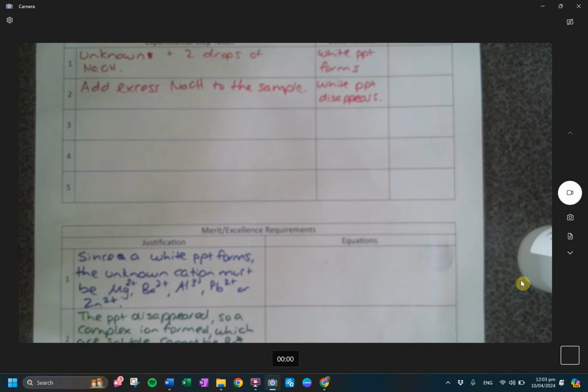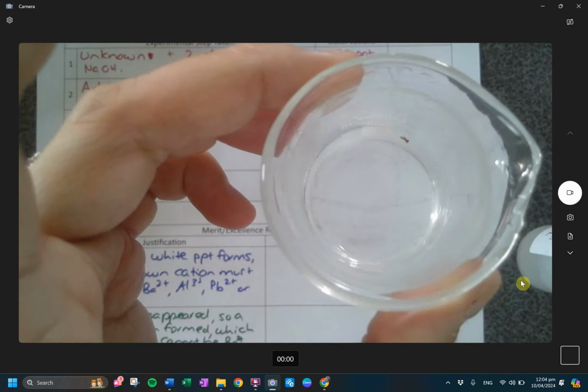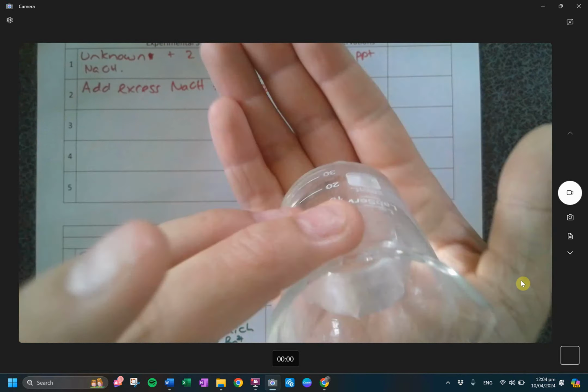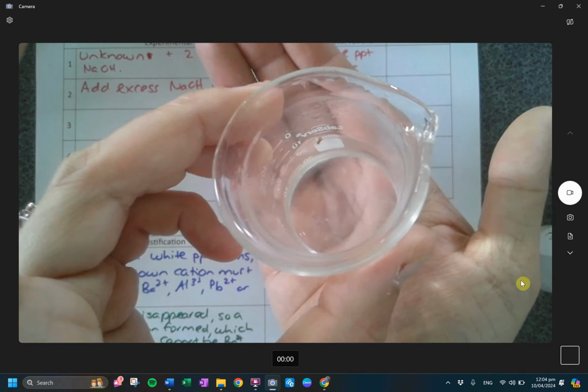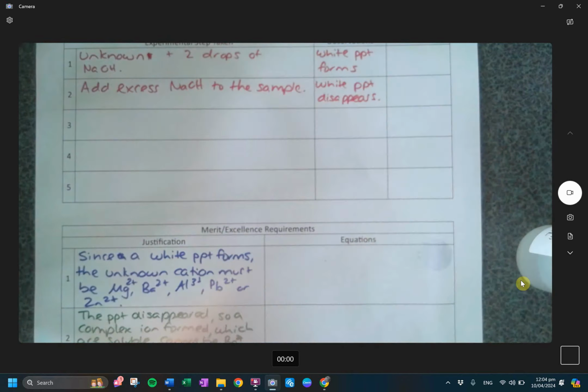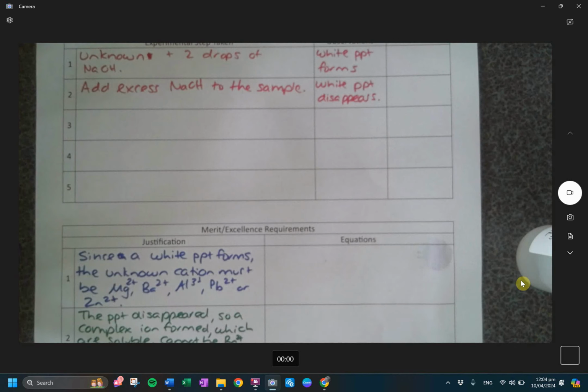I might need some more ammonia now. There you go. Doesn't need to fully dissolve, just needs to kind of dissolve. Sorry, I'm not explaining this very well. Ion identification can be hard. All right. So, chemistry is a pain in the butt.